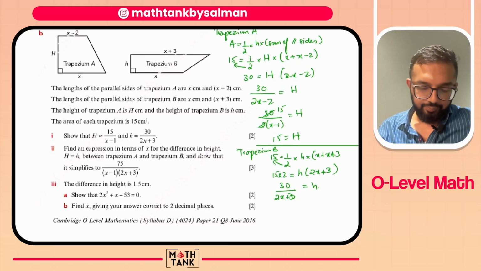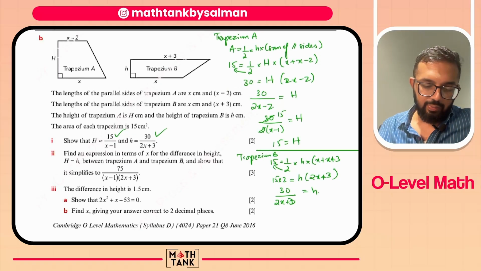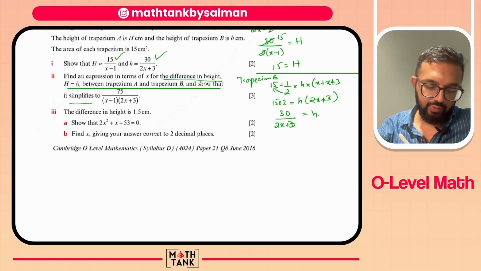So I have both the answers. Find an expression in terms of x for the difference in height, H minus h, between trapezium A and trapezium B, and show that it simplifies to this. So I want to find the difference in height, H minus small h. What is capital H? Capital H is 15 over x minus 1. So 15 over x minus 1 minus 30 over 2x plus 3.